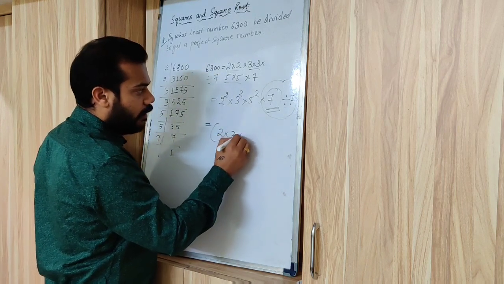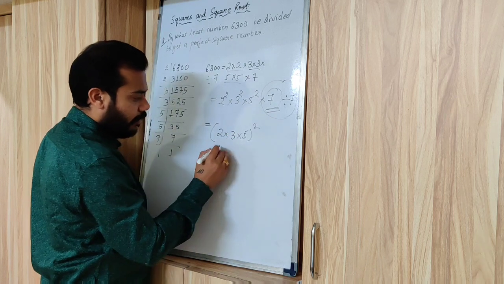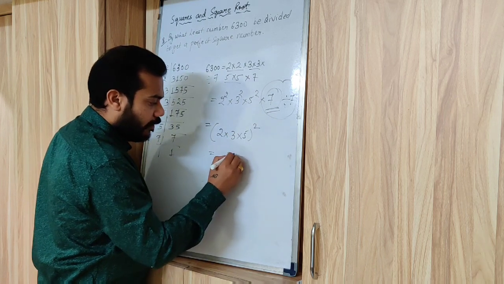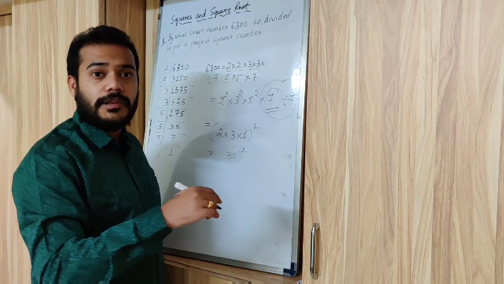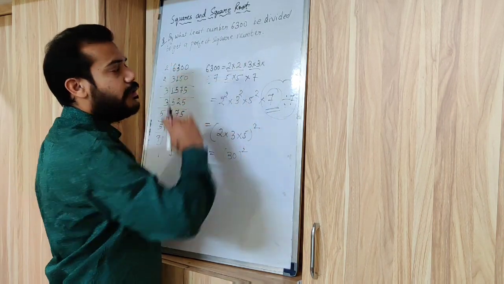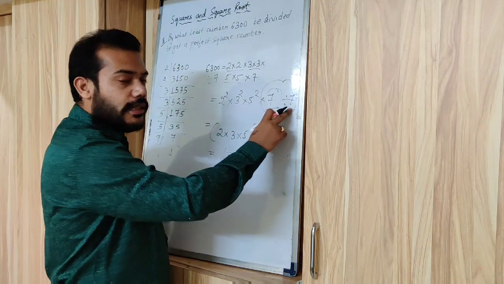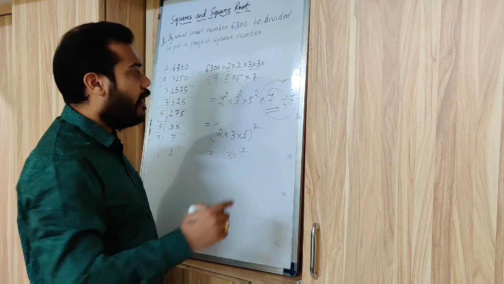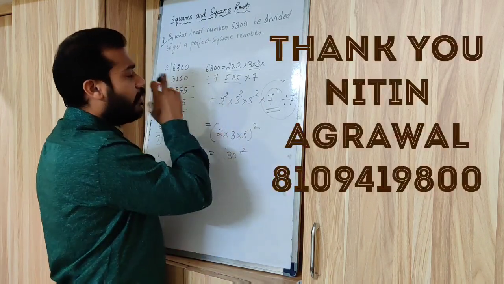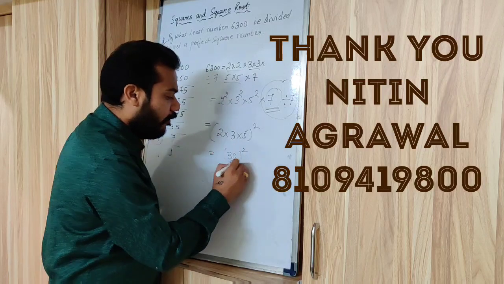Now 2 into 3 into 5 square. 2 3s are 6, 6 5s are 30. So 7 is the least number by which 6300 must be divided to make this a perfect square, and that perfect square is the perfect square of 30.